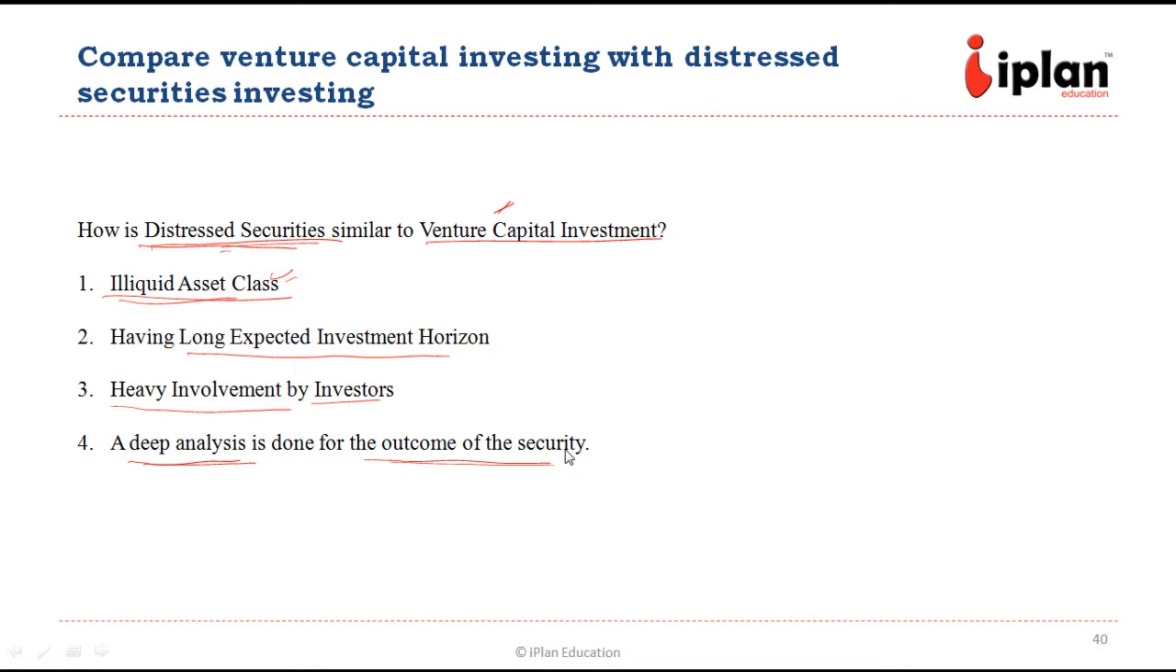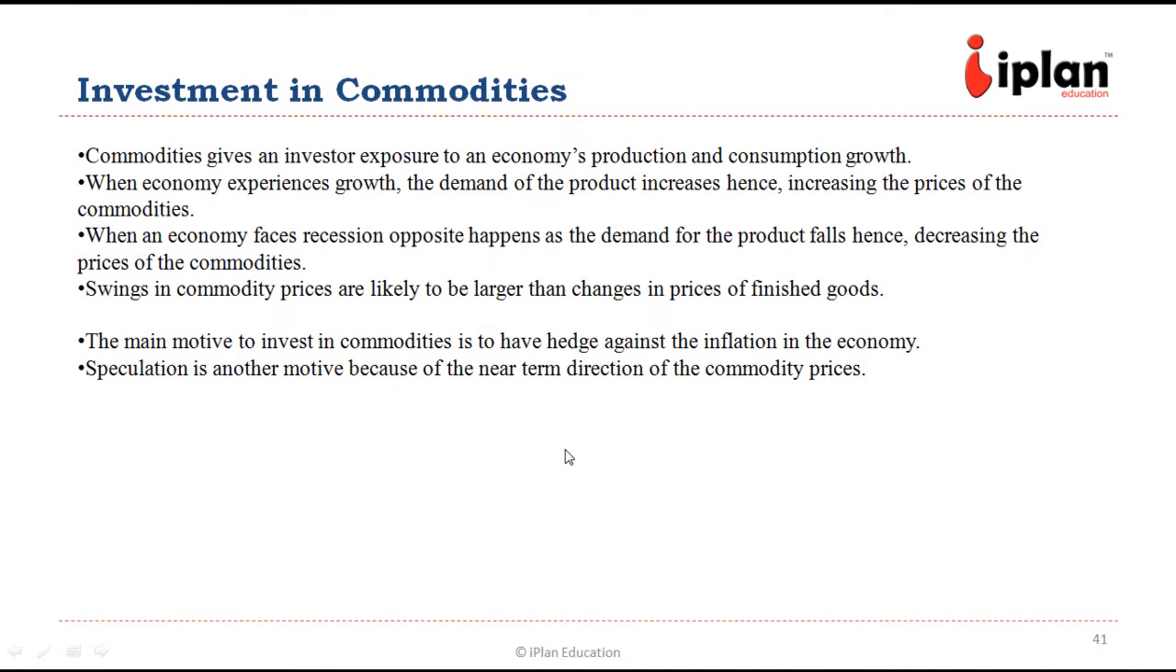Let us move to the next alternative investment, which is commodities. The investment in commodities gives exposure to the investor in the economy's production and consumption growth. So when the economy experiences growth, the demand for the product will increase and the price of the commodities will also increase. When the economy faces a recession, the opposite will happen. The demand for the product will fall, and accordingly, the price of the commodities will fall.